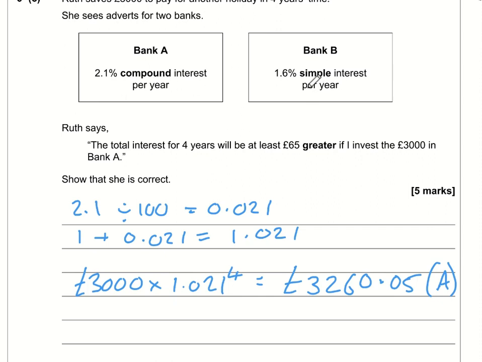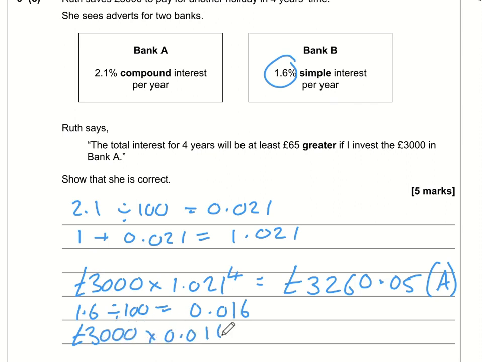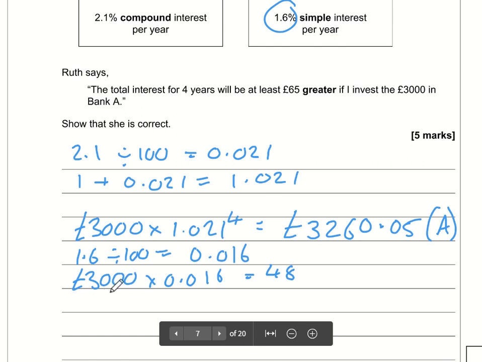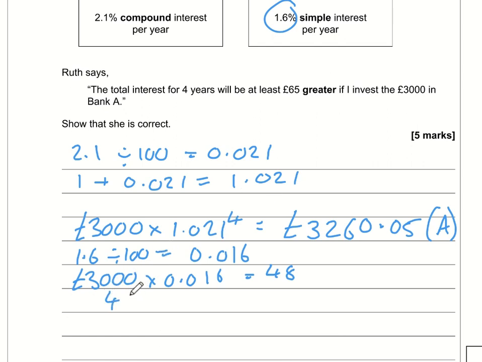Bank B is 1.6% simple interest per year. So all I'm going to do is work out the interest. So 1.6 divided by 100 is 0.016. So I'm not going to increase the £3,000 here. I'm just going to work out what the interest is. So 3,000 multiplied by 0.016, that comes to 48. And we need to multiply 48 by 4 because it's simple interest, so it's always £48. 48 multiplied by 4 is £192, Bank B. So this is the interest.